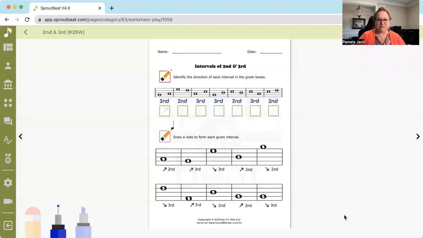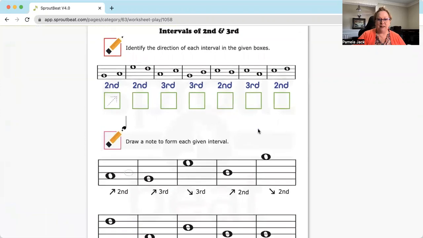Hi there. In order to study seconds and thirds or steps and skips just a little bit more to really make sure you understand it, I pulled up a worksheet. Let's work this worksheet together. Okay, so I'm going to share my screen so you can see my worksheet. Let me see if I can make it just a little bit bigger for you. I don't know if I can. I'll try. There we go.